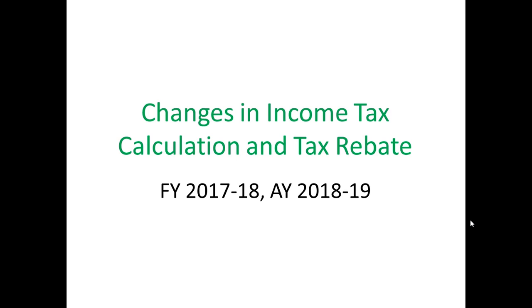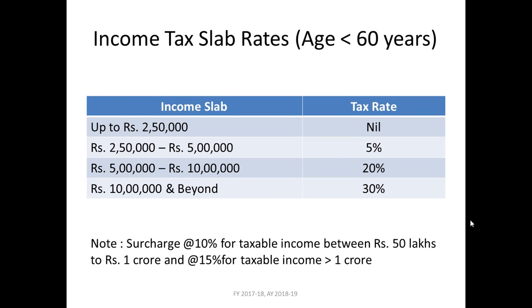Alright, so the very first change that we will see is the changes in the income tax slab rates for people whose age is less than 60 years. The change that was made was for the slab of 2,50,000 to 5 lakhs, for which the tax rate was reduced to 5% from 10%. Overall, for income from 0 to 2,50,000, there is no tax rate applicable, so those people need not pay any tax. For those whose income is between 2,50,000 and 5 lakhs, a 5% tax rate is applicable.